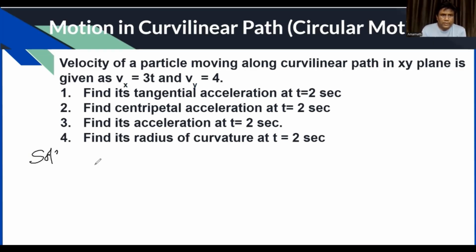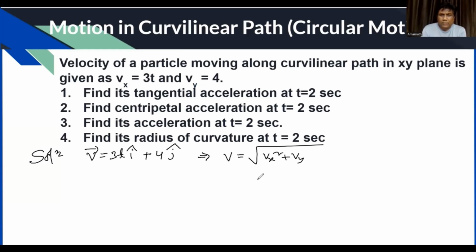Here actually velocity is Vx, which is 3t, that is i cap, and the Vy is 4 only. So this is the velocity. If you want to calculate the magnitude of velocity, it is nothing but root of Vx square plus Vy square. Vx is 3t, so 3t whole square means 9 into t square. And Vy is 4, 4 square is 16 only. So this is the speed actually, the magnitude of velocity.